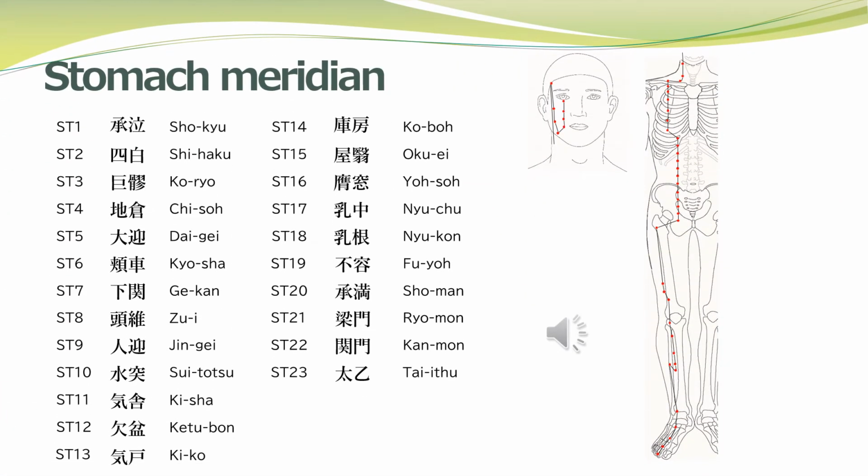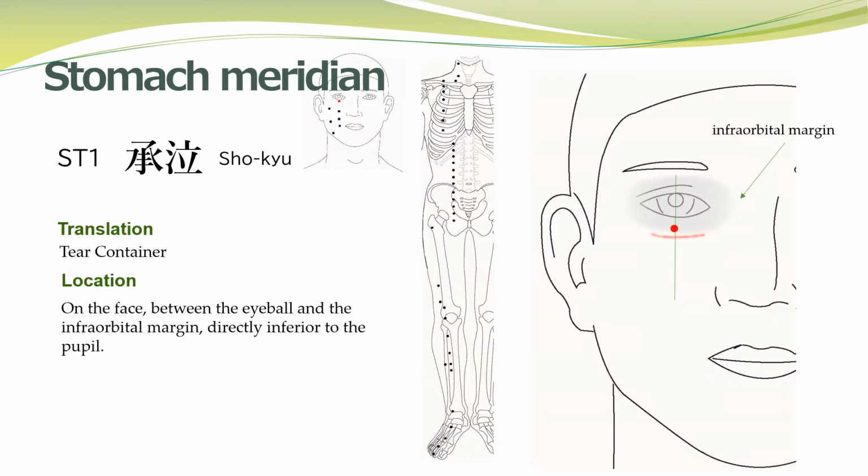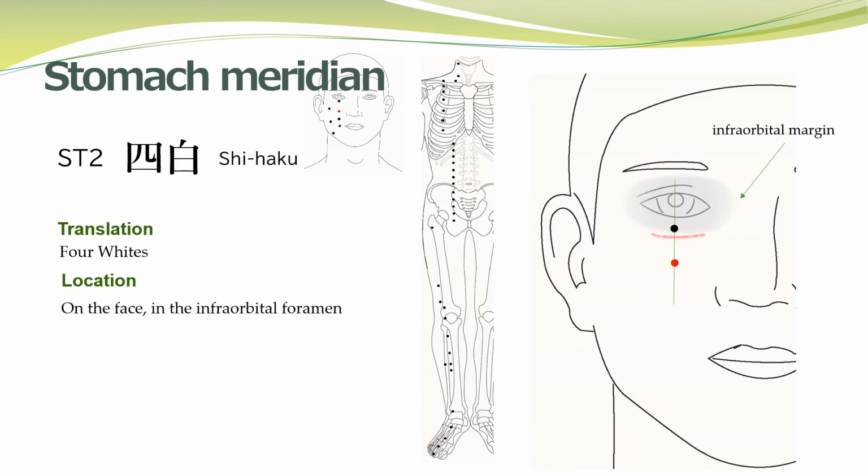Stomach meridian. ST1. Tear container. On the face, between the eyeball and the infraorbital margin, directly inferior to the pupil. ST2. 4 whites. On the face, in the infraorbital foramen.